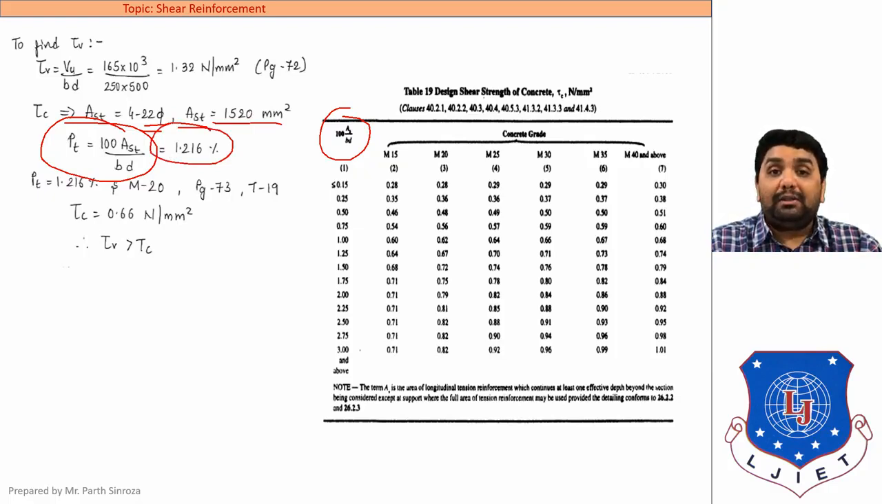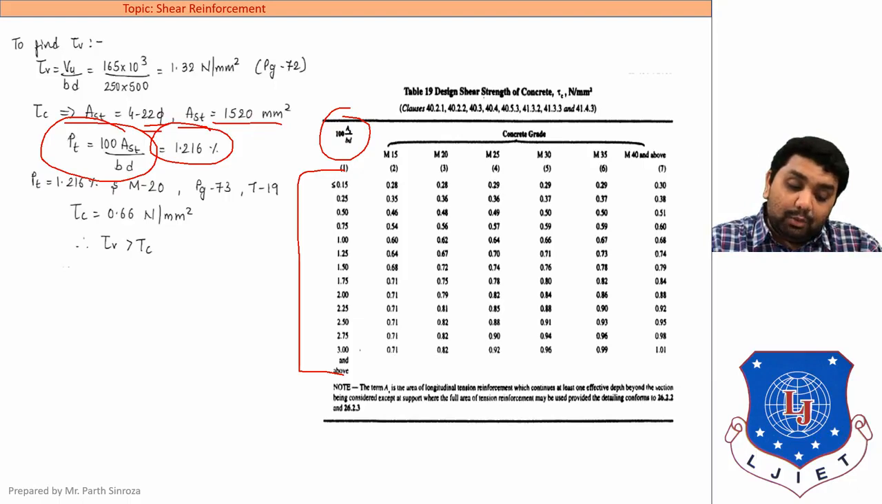Now an important thing to be noted is that in this table we won't be getting the answer directly. If we are getting the answer directly, then you are lucky enough to solve that. But if you are not getting the answer directly, that means, here you can see that our answer comes out to be 1.216.